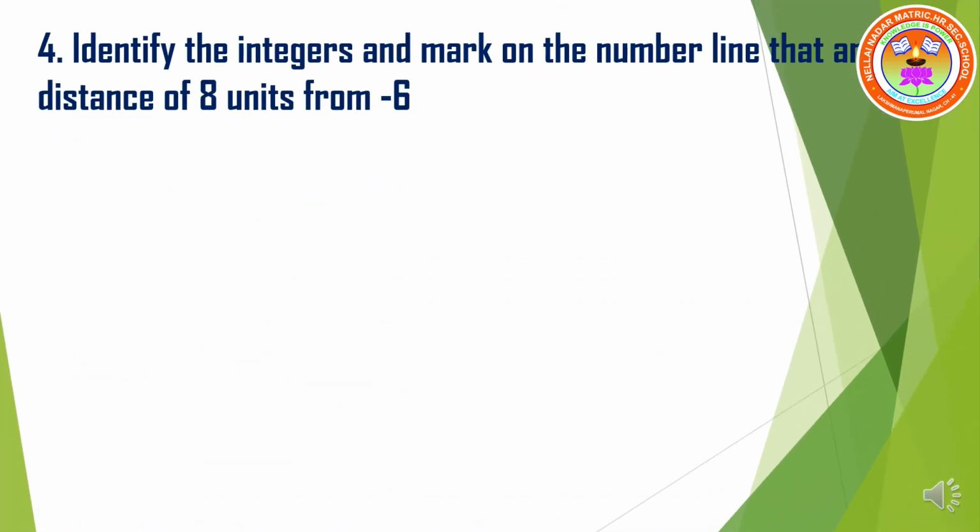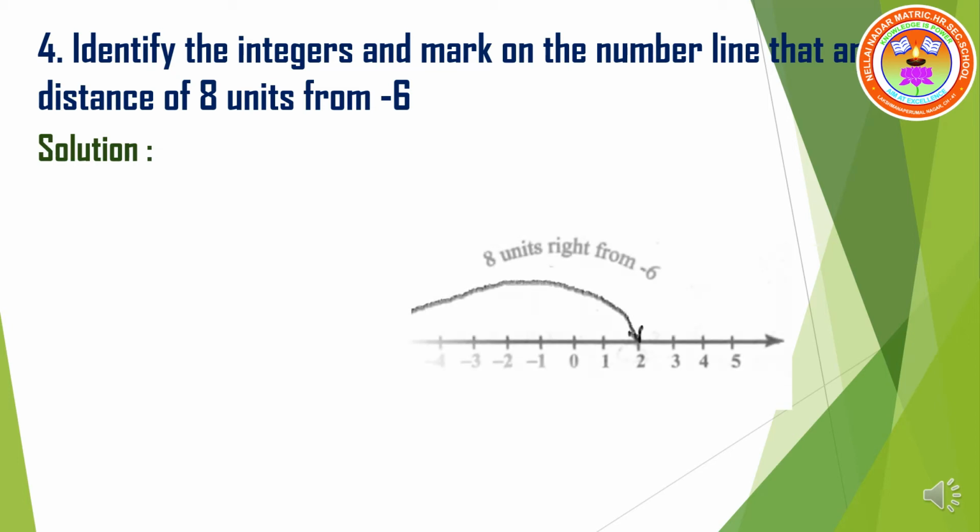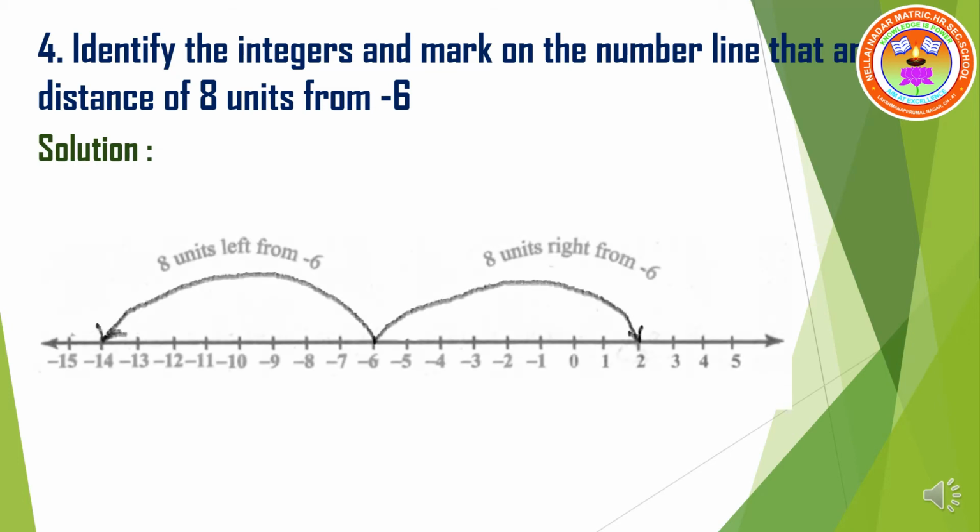Next, question number 4. Identify the integers and mark on the number line that are at a distance of 8 units from minus 6. So we have to identify and mark the integers which are at a distance of 8 units from minus 6. Both the sides we are going to mark, that is to the left and to the right.